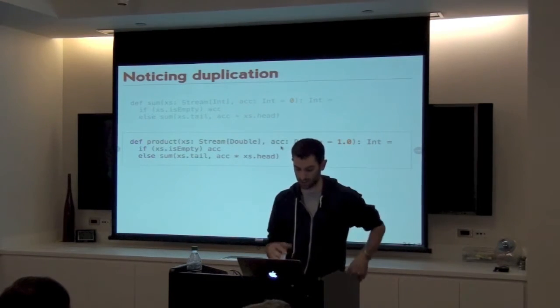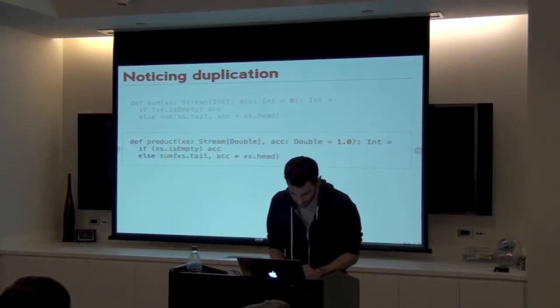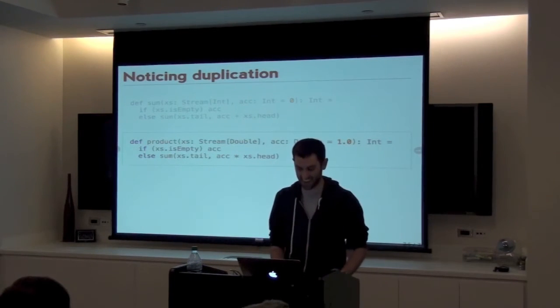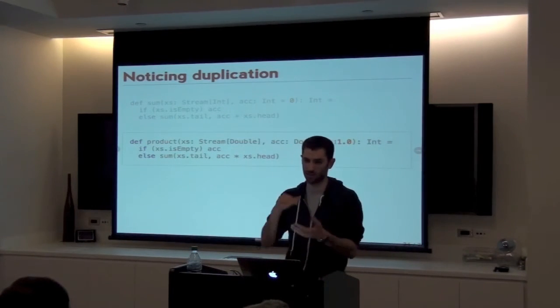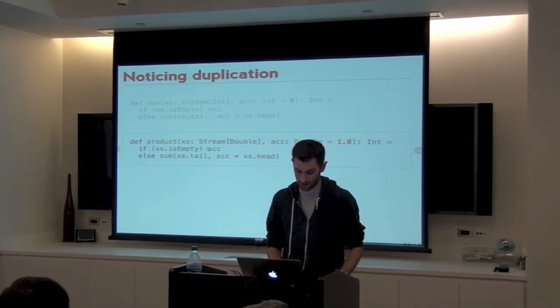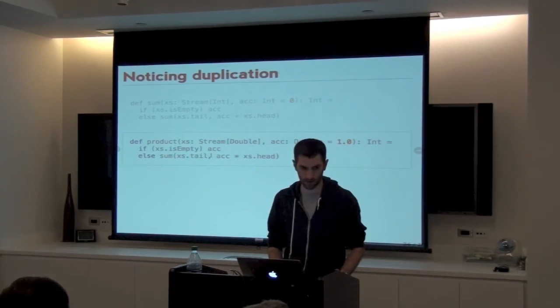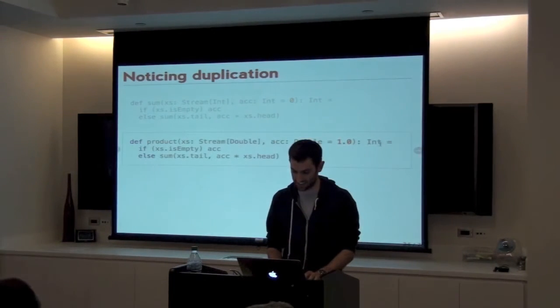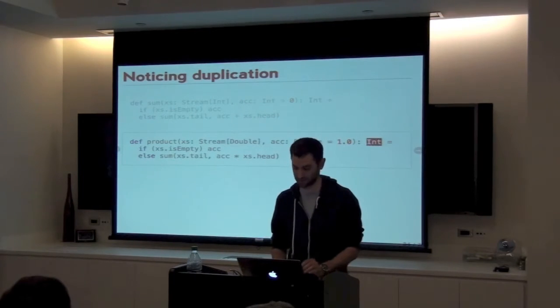But the structure is very similar, except I have a typo, I called it sum again. But pretend that's product. You can see we're doing the same thing. The only difference is that the accumulated value starts at 1 for product. The return type should also be double. I'm sorry about that. So that should be double as well.